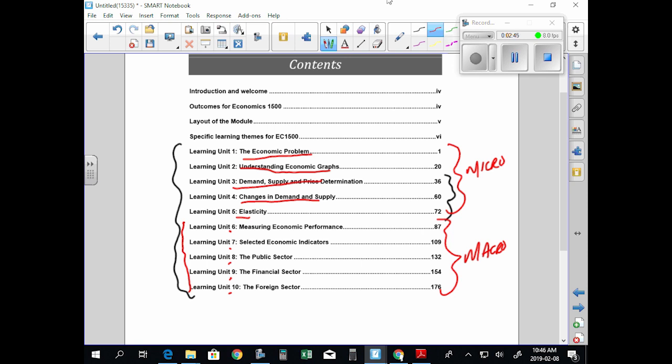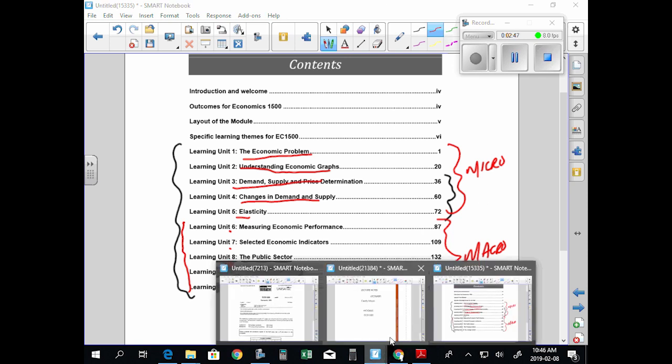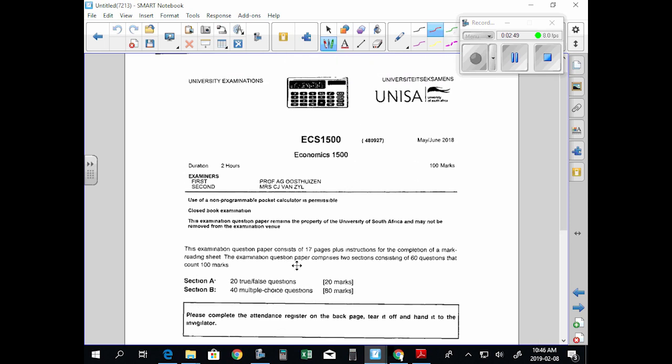What can you expect in terms of your exam? I have one paper over here, a past paper. It's the one from May/June 2018, that is last year. So your paper is going to be 2 hours. It's 2 hours and it is out of 100 marks.